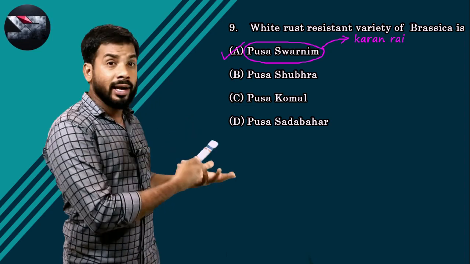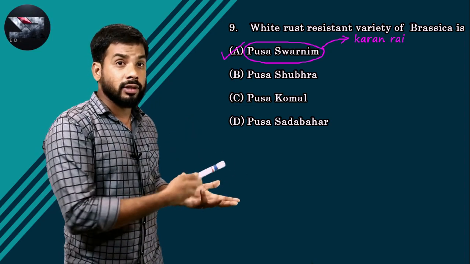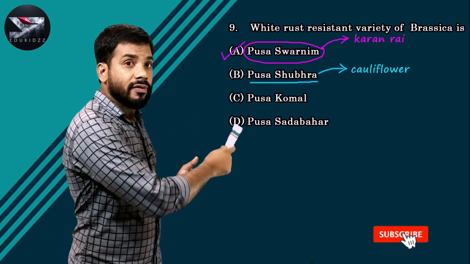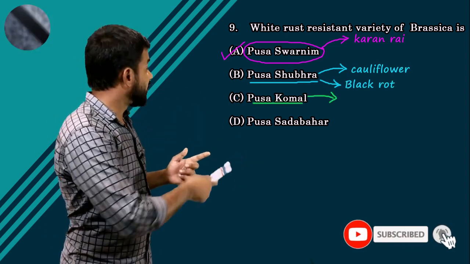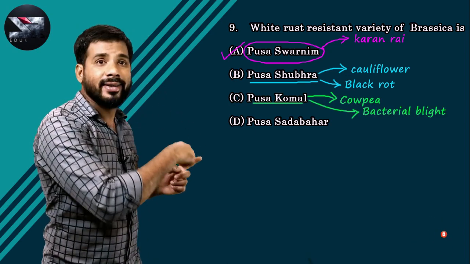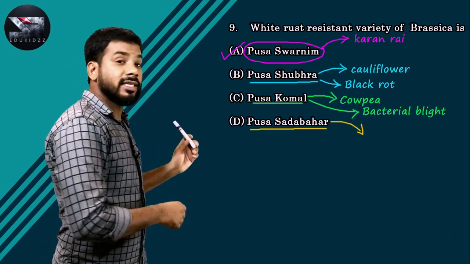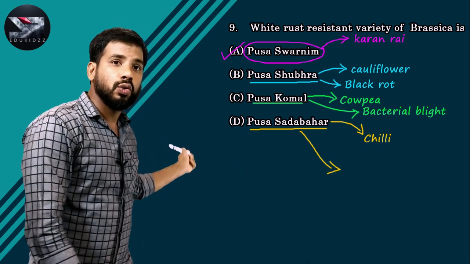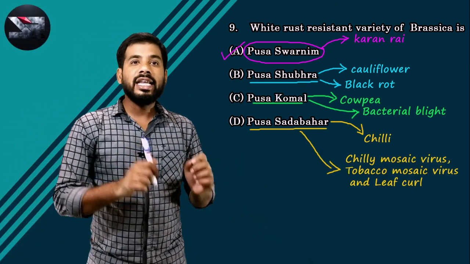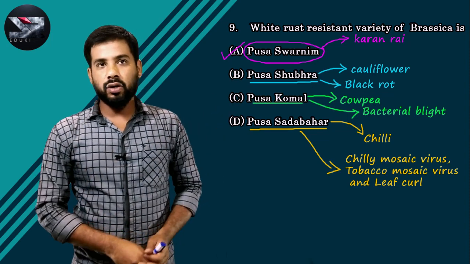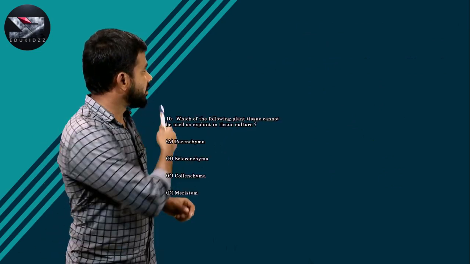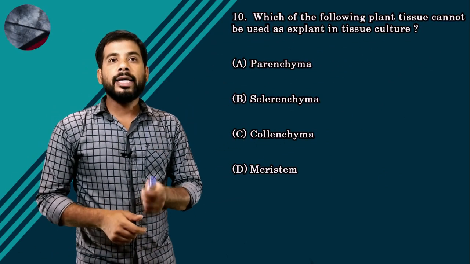Let us look at the other options also, you will get some knowledge. Pusa Shubhra is a variety of cauliflower resistant to black rot. Pusa Komal is a variety of cowpea resistant to bacterial blight disease. The last is a variety of chili resistant to chili mosaic virus, tobacco mosaic virus, as well as leaf curl disease. Got it?